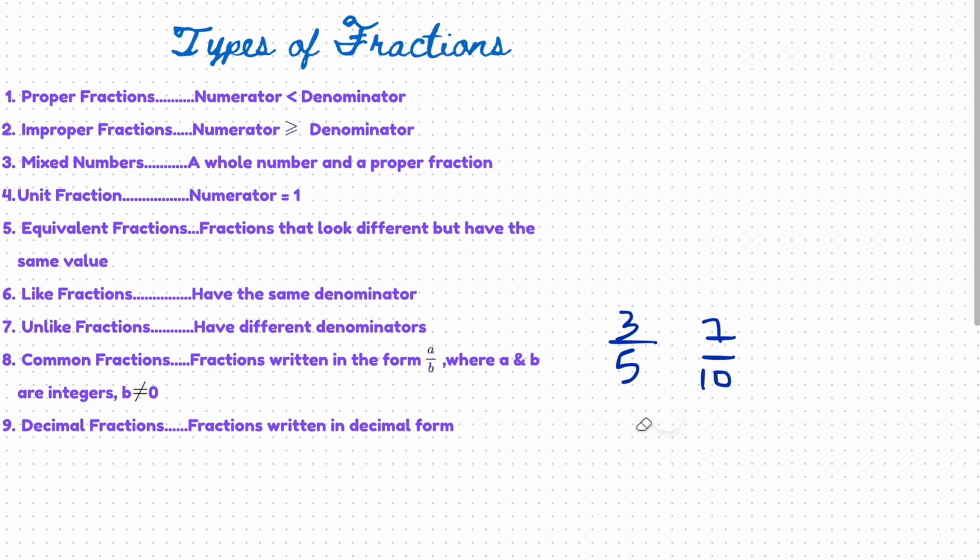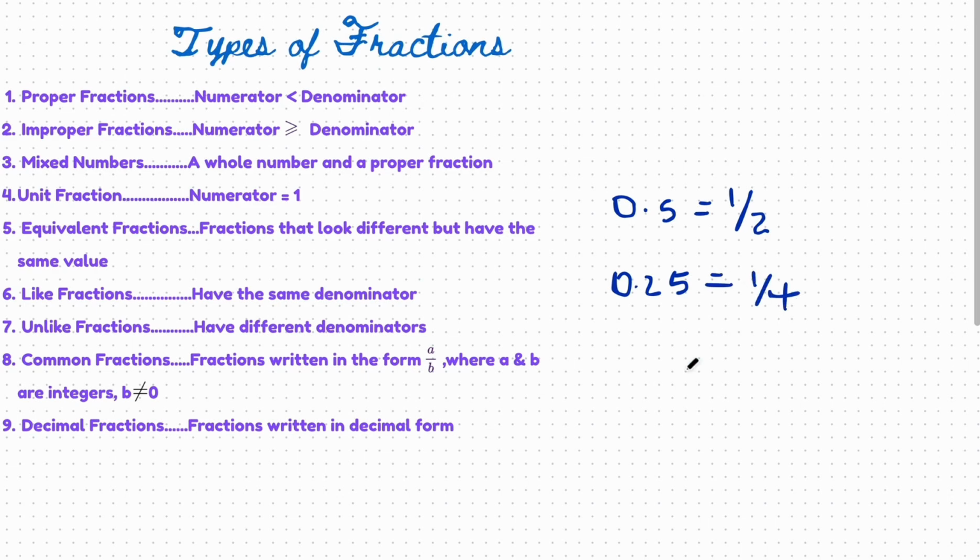And then last on our list, that's the decimal fraction. Decimal fractions are fractions written in decimal form. For example, 0.5, and this would equal to a half, and 0.25. This would equal to a quarter.